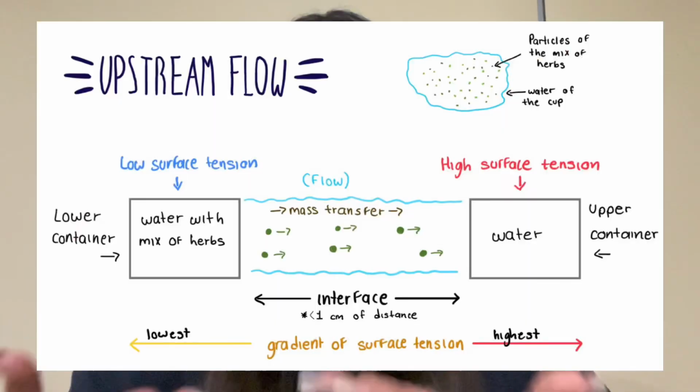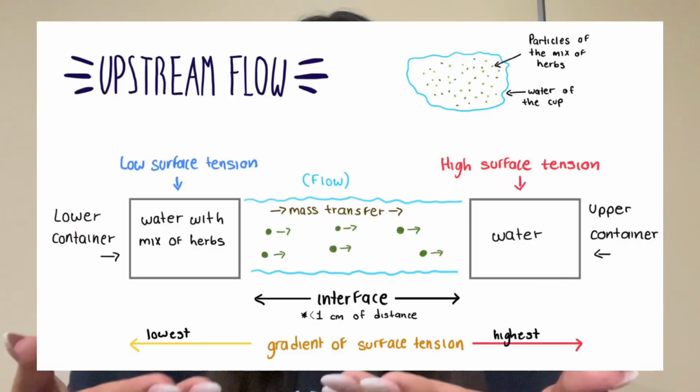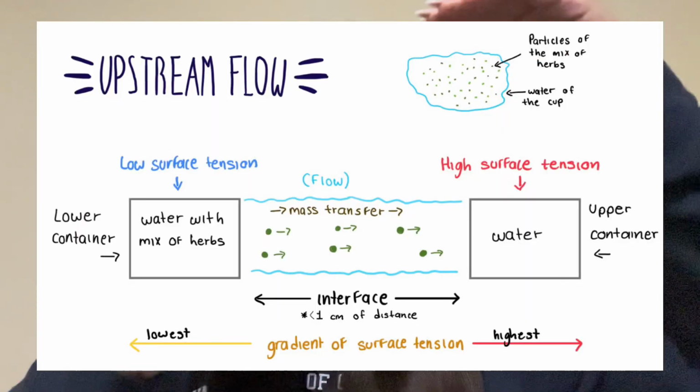The mix of herbs acts as light particles that float on the surface, not being heavy enough to break it but to decrease it. When you are pouring water into the cup of tea, the surface tension will try to reach an equilibrium between the highest and the lowest in this interface, causing the flow to take with it the light particles and contaminating the other phase.